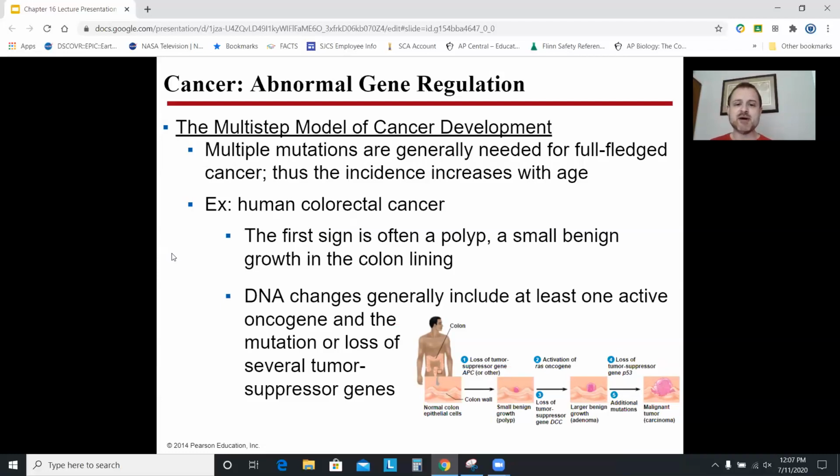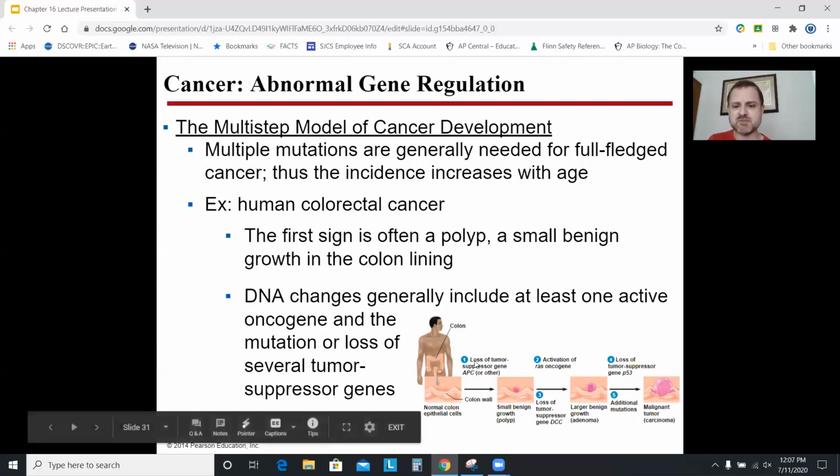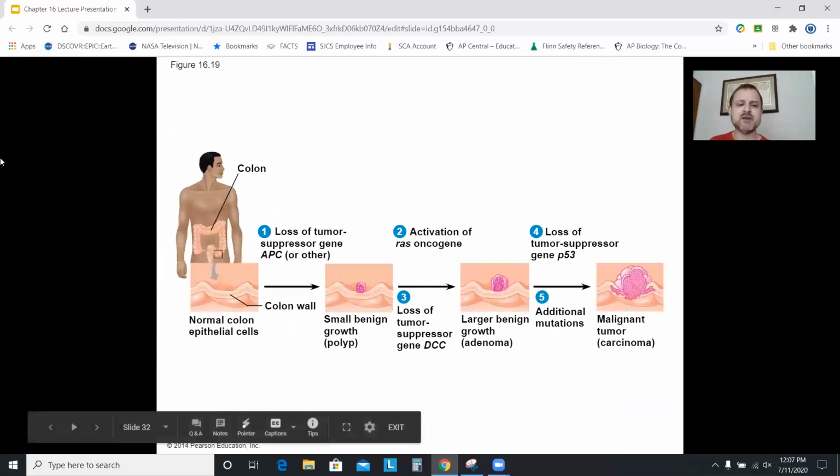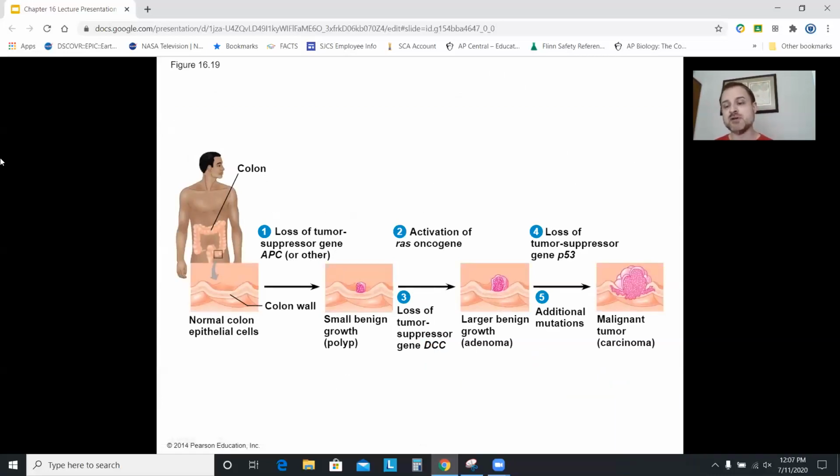The multi-step model. So I'm going to just blow up this picture right here. Usually you need to have a mutation in multiple proto-oncogenes or tumor suppressor genes or both. So this is showing this in colon cancer. One tumor suppressor gene got mutated, so I get cells growing too much. That's a small polyp in your large intestine. That's not good, but it hasn't spread, so it could be worse.